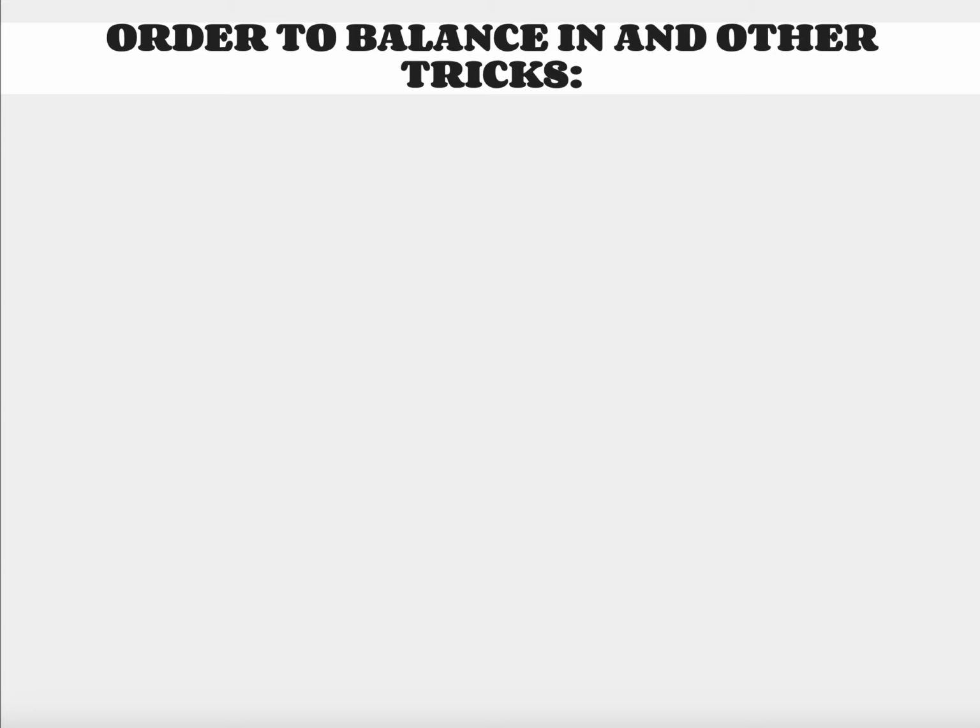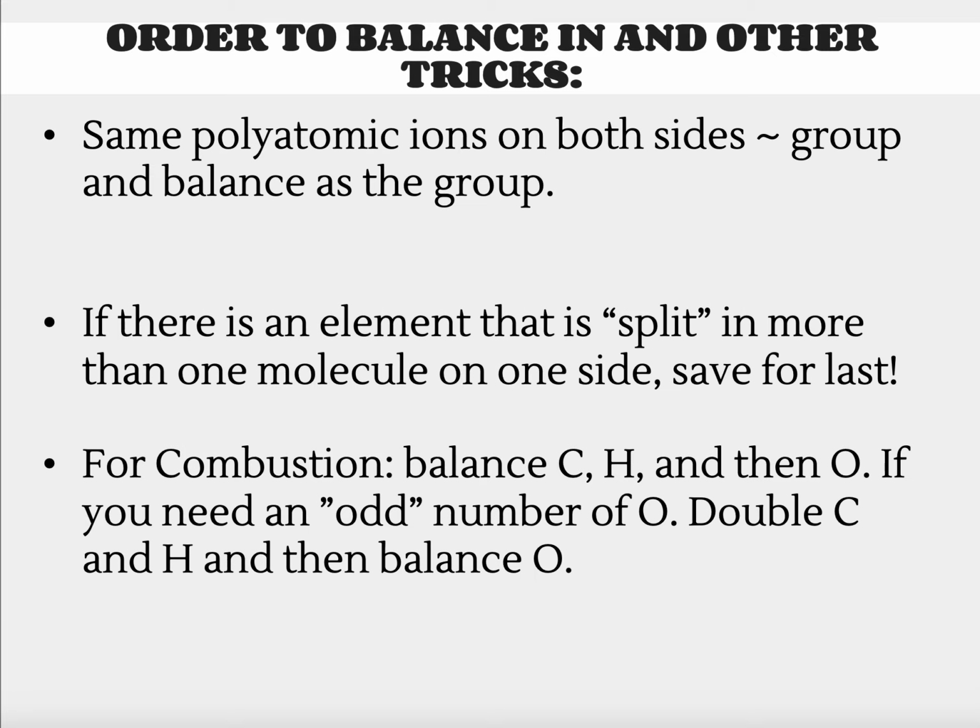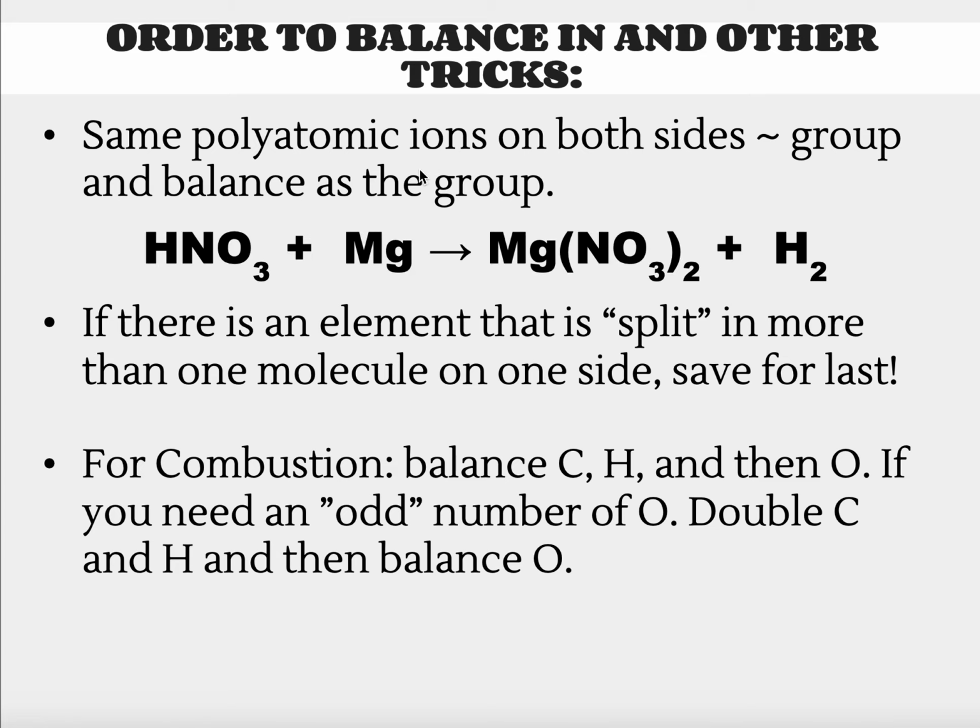Now, there are some tricks to balancing. For example, if you have a polyatomic ion on both sides, sides being reactants and products, so like NO3, NO3, instead of counting nitrogen and oxygen as separate elements and trying to do that, just consider this a unit. It's NO3, and you have one NO3 right here, and you have two NO3s right here.